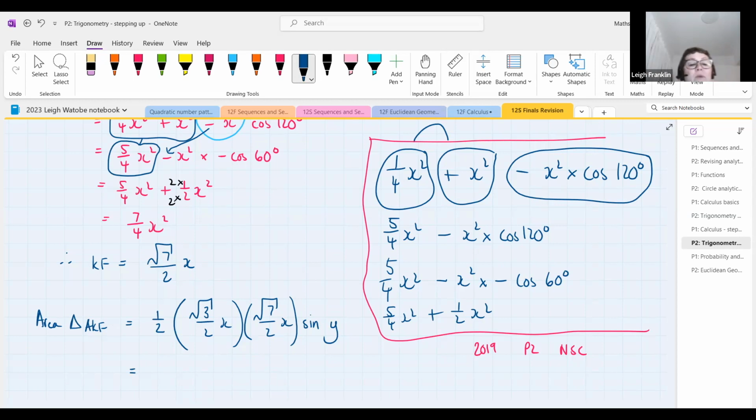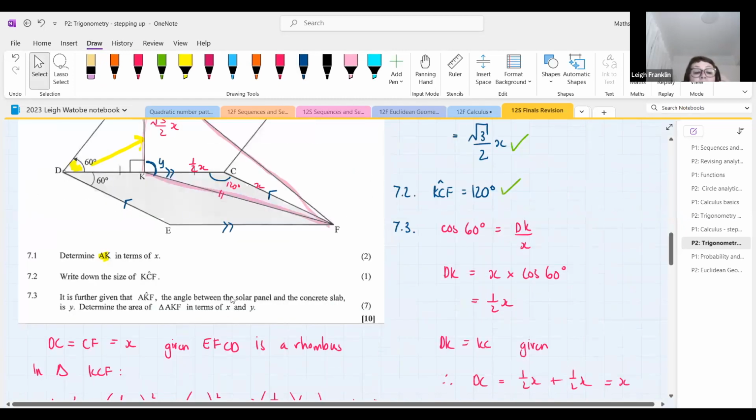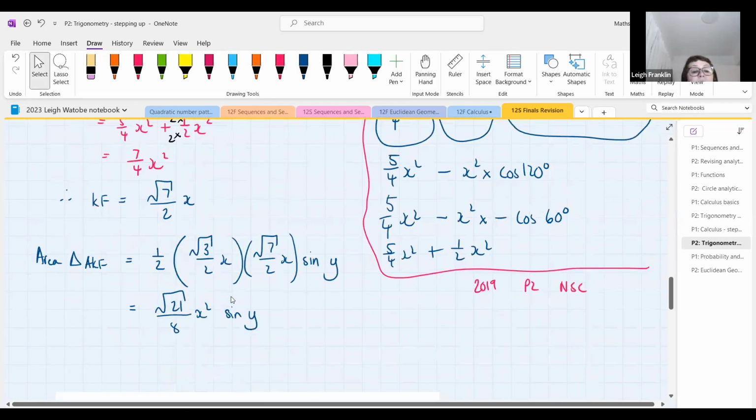All right, so now when we multiply fractions, remember we're multiplying numerators together and denominators together. So we've got 1 times root 3 times root 7. So that would give us root 21. 2 times 2 times 2 is 8. x times x is x squared, sine y. Okay, and they wanted the area of triangle AKF in terms of x and y.